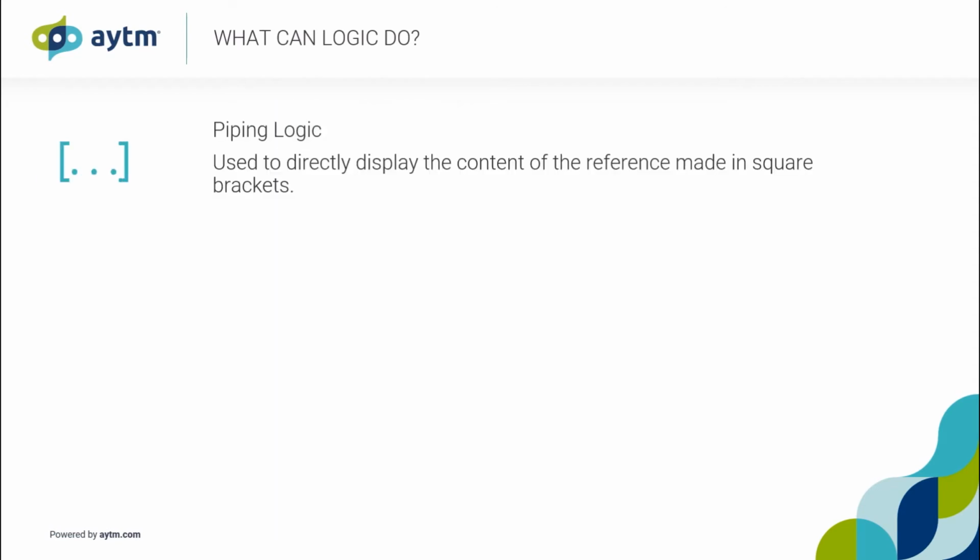Piping logic doesn't have any commands associated with it, like skip, show, hide, or mask. Instead, it's a way to make a direct reference to something that came before, to call it onto the dance floor and set it in motion. Using square brackets, you can pull in question text, answer text, and more wherever you need it. Let's see what I mean.